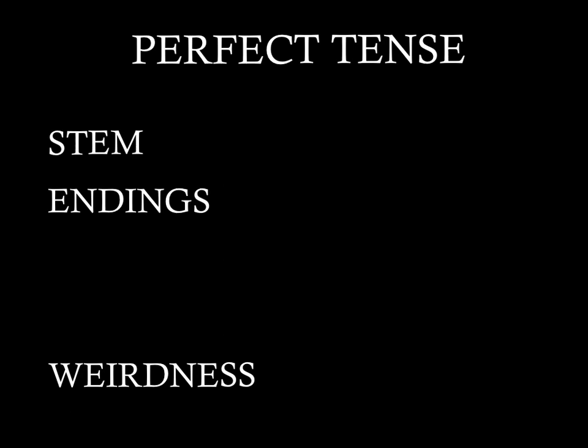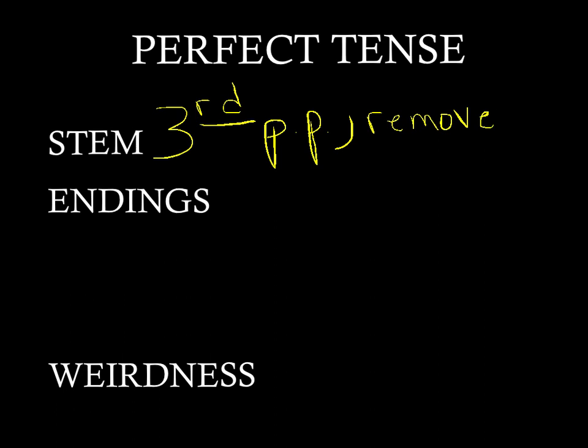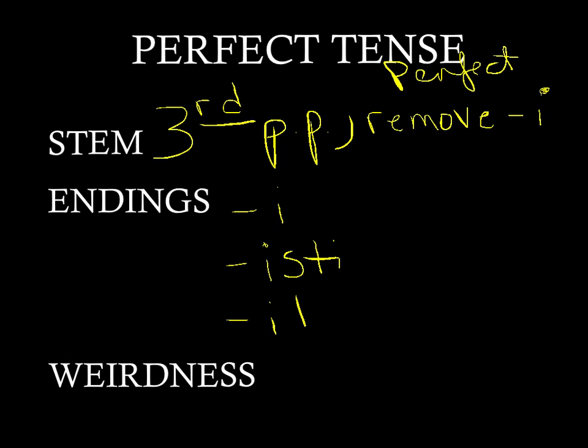So now we're going to talk about the perfect tense. So for the perfect tense, we're going to use a new stem. The stem is the third principal part, so that's why I've been having you guys write that down. The third principal part, and you remove the I. So whereas the present stem, and this is called the perfect stem, the endings you're going to add are E, isti, it, erunt. But the beautiful thing about it is there is no weirdness ever.